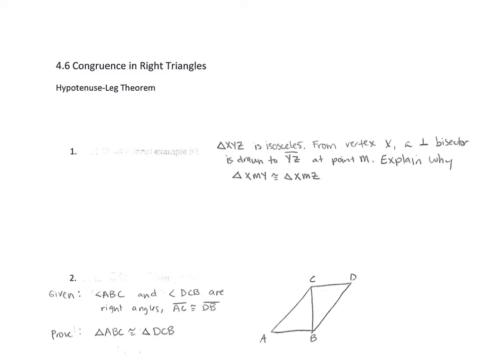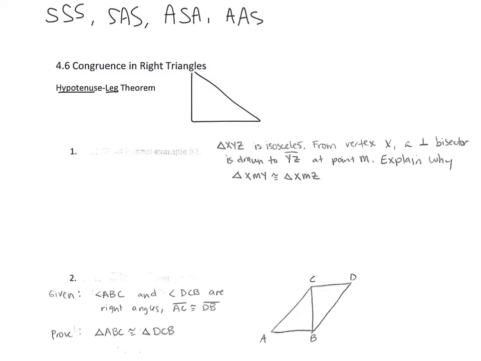4.6 is congruence in right triangles. So we have SSS, side, angle, side, angle, and angle, side. The last way to prove triangles are congruent is in right triangles, which is the hypotenuse and leg theorem. So the theorem says if the hypotenuse and one leg of a triangle are congruent, then the triangles are congruent.